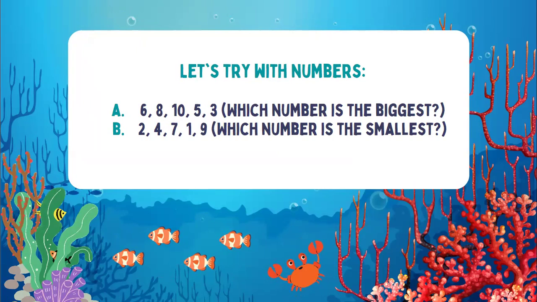Now look at the B question. Which number is the smallest? We have 2, 4, 7, 1, and 9. If you're confused, just hold up your fingers. Hold up 9 fingers, hold up 7 fingers, hold up 4 fingers, 2 fingers, and 1 finger. Which one is the smallest? Of course, it's 1, because you only held up a single finger.